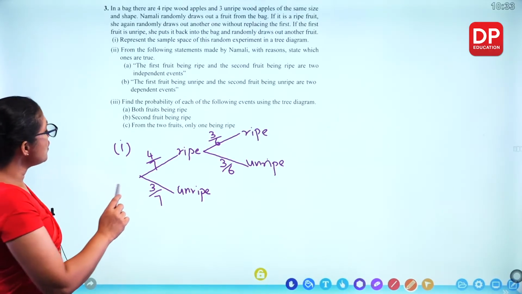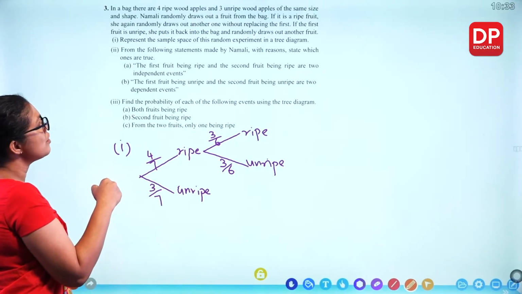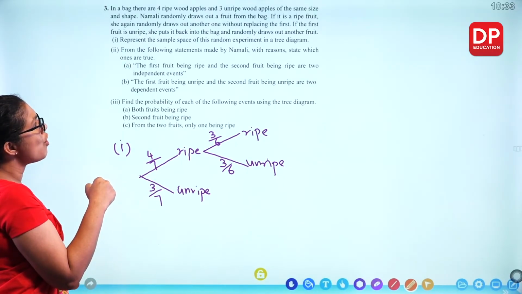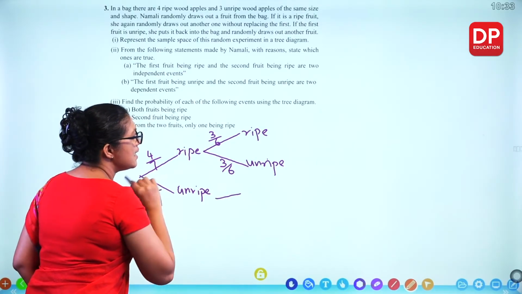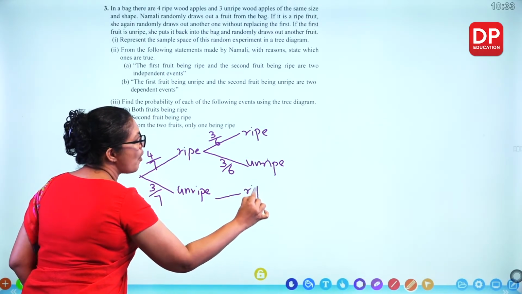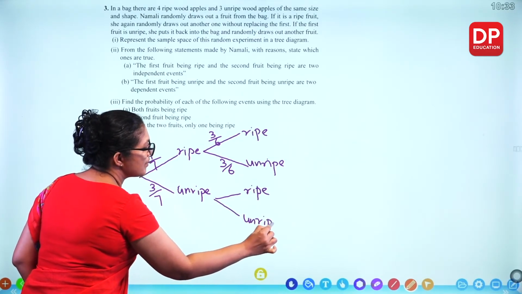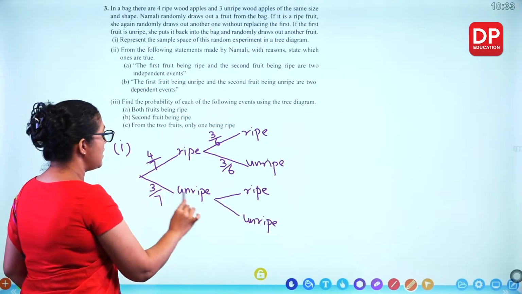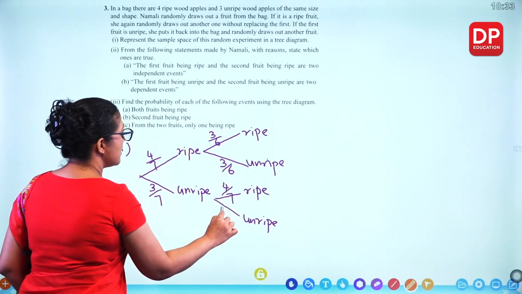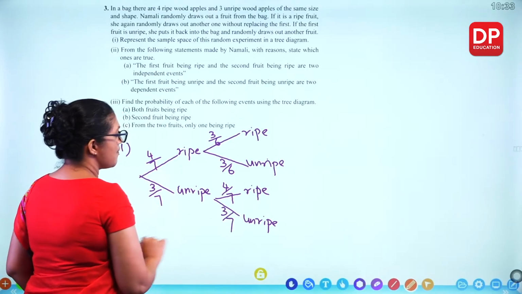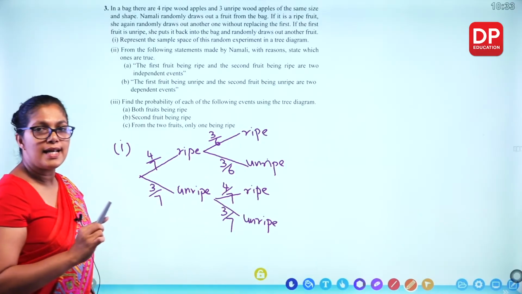If the first fruit is unripe, she puts it back into the bag and randomly draws out another fruit. So this part is independent. So probabilities are not changing. So here ripe one 4/7, unripe one 3/7. So this part is dependent and this part is independent.